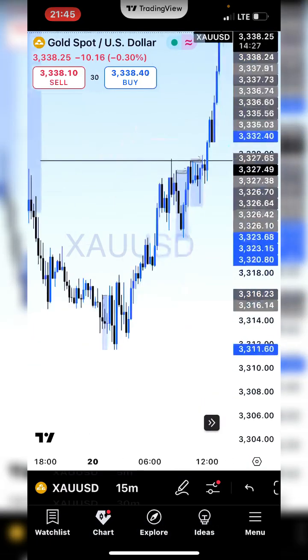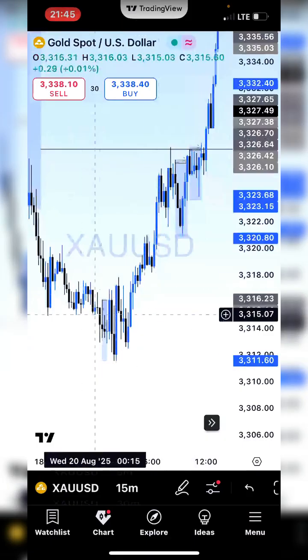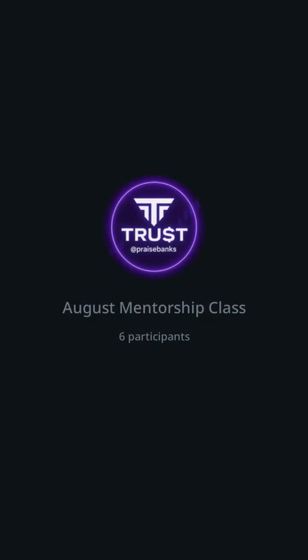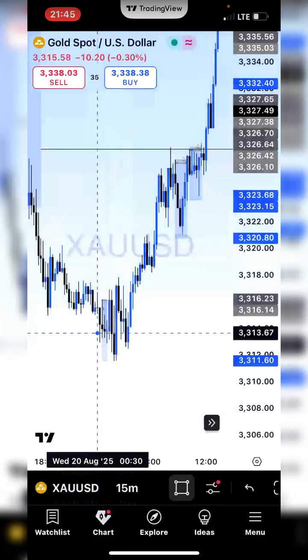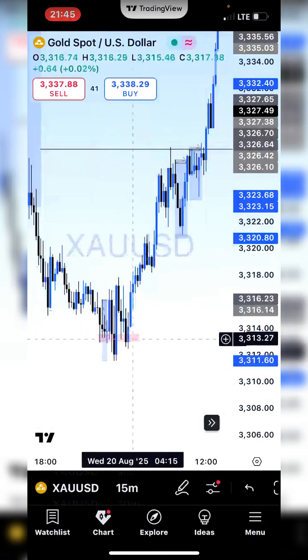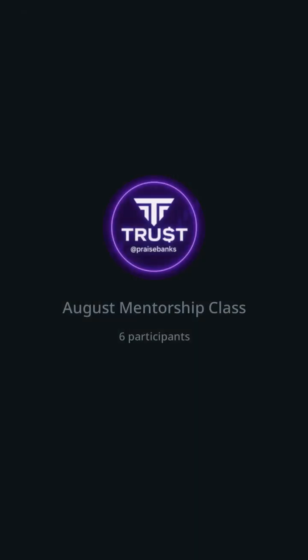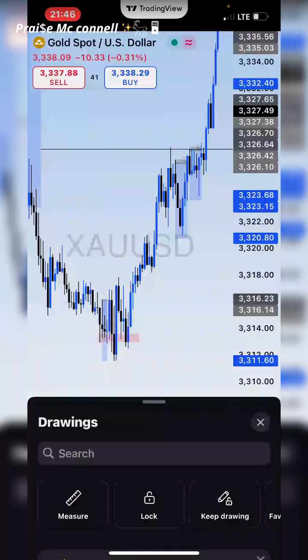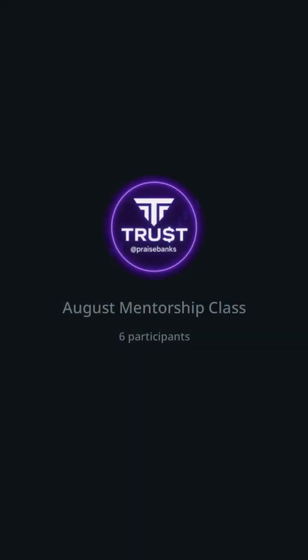Okay, I'm looking for a good example. Okay, yeah, this is a perfect example. So, as you can see, we were coming down and we have a change of character, and price came and reacted from the invalidation. So, this is invalidation, price reacted from it and now went up. Remember, this invalidation has now turned to new invalidation. We have new invalidation here.